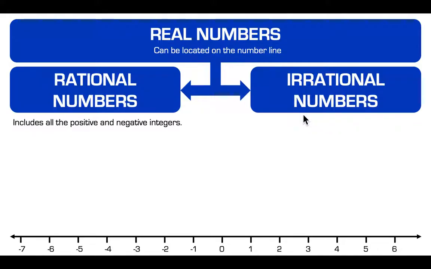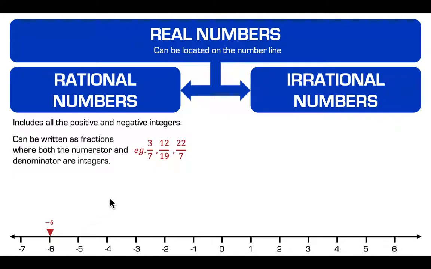All the integers, so an integer is just a whole number, like 6 or -6, are rational numbers. And I can locate that on a number line. Here's -6 located on my number line.